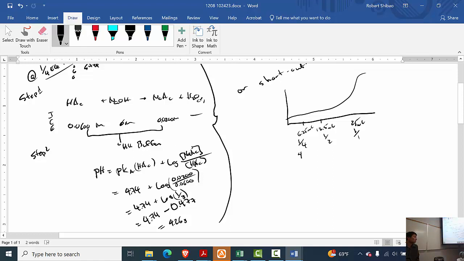And so if we know we're at the 1/4 equivalence point, then what that means is we haven't added enough base to neutralize all the acid. We've only added enough base to neutralize 1/4, because we're only 1/4 of the way to 25. And so we've neutralized 1/4 of the original acid. And so what the shortcut is, we go straight to the Henderson-Hasselbalch equation.